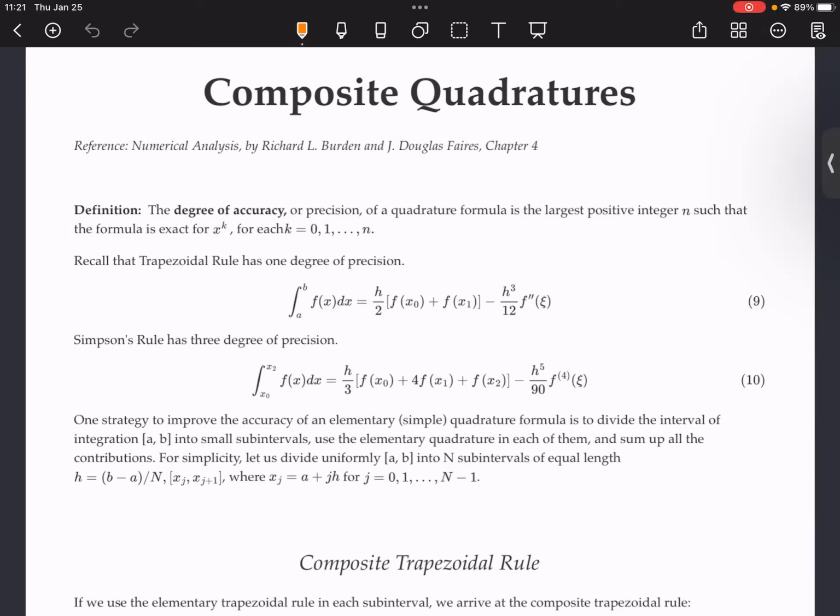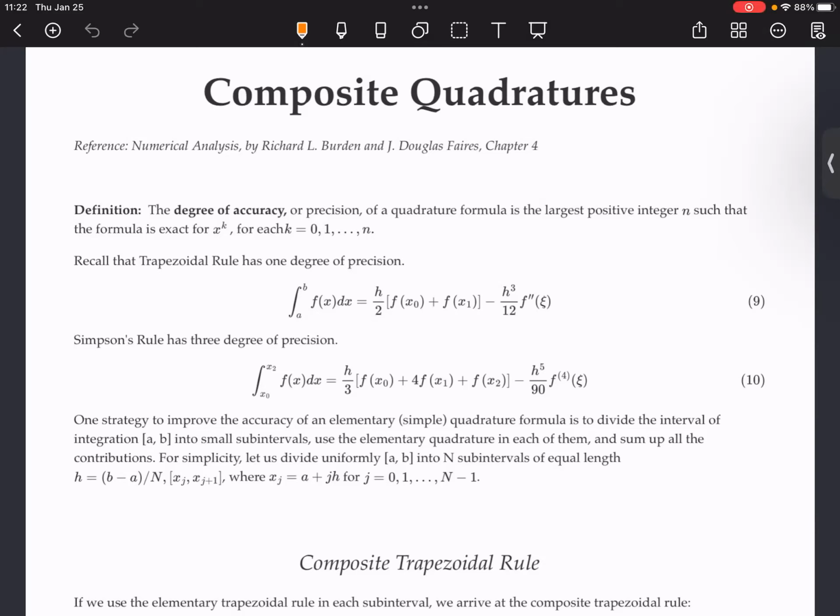And for the Simpson rule, if you take a look here, the error has the 4th derivative, which means that if you put in up to a 3rd degree polynomial, you would get a 4th derivative of 0. So this quadrature formula is exact for polynomials up to degree 3, and so we say this Simpson rule has 3 degrees of precision.